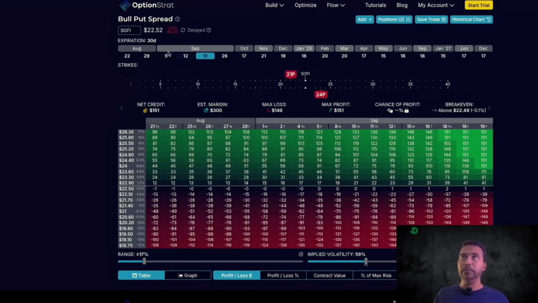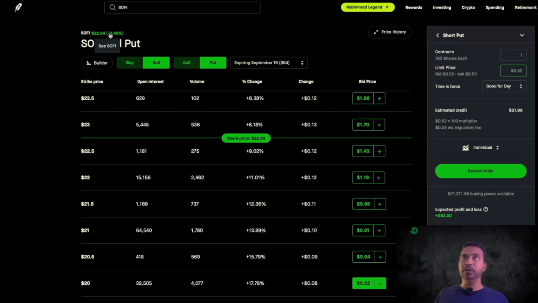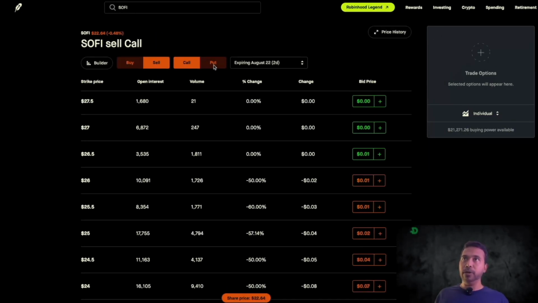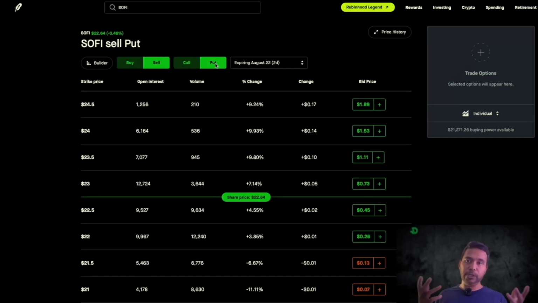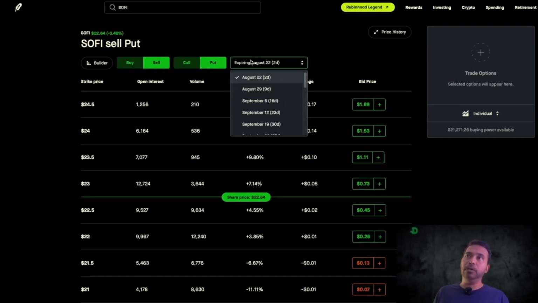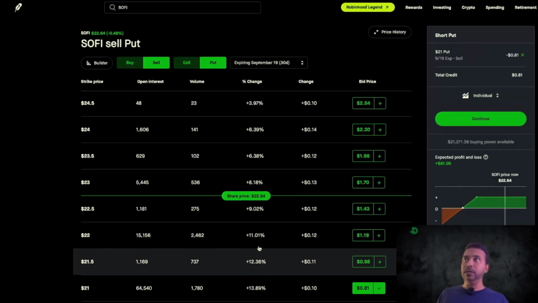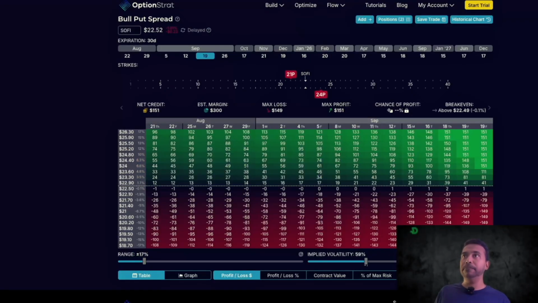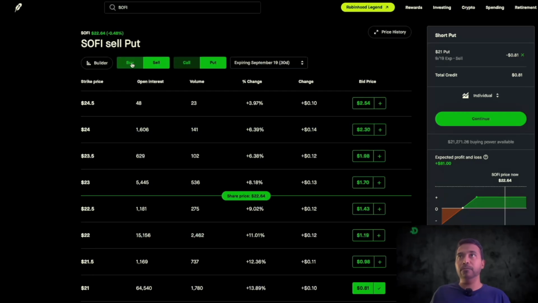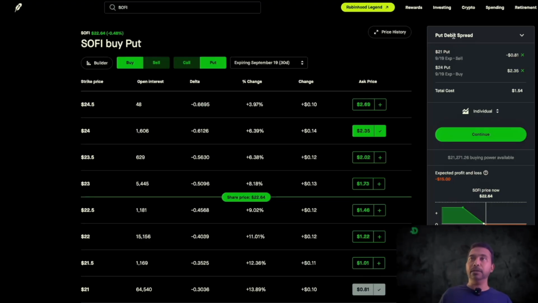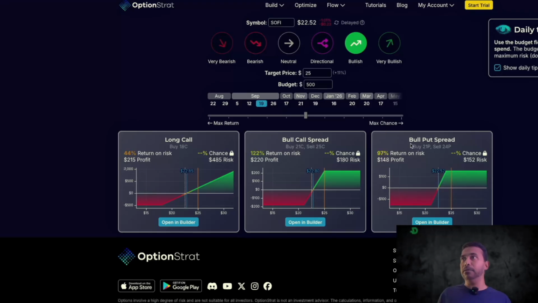So this is the 21 put. You go back to Sophie here, you click on trade options. For the first leg, again, the spreads are always two legs, you do sell put, and we did the September 19th. We're going to say this one, and then the next one was the 24 put. So on the buy side, you buy a put at 24. Okay, so that's the trade. This is the put debit spread.